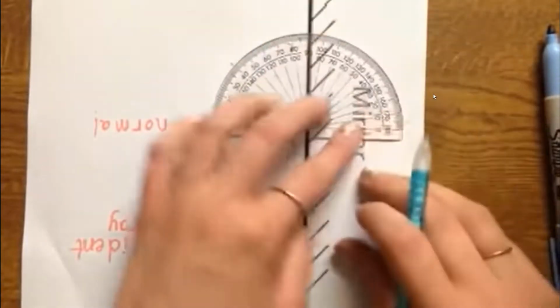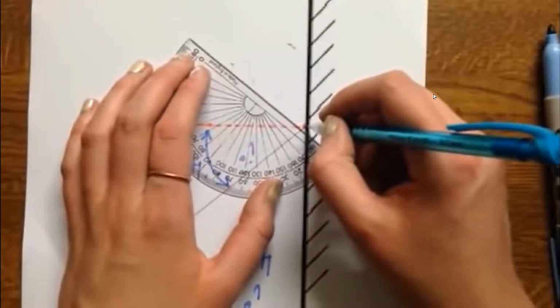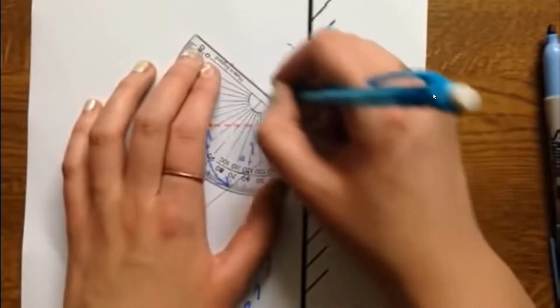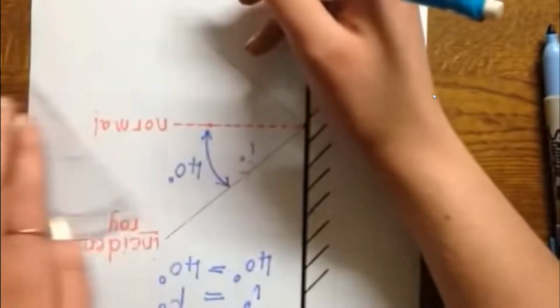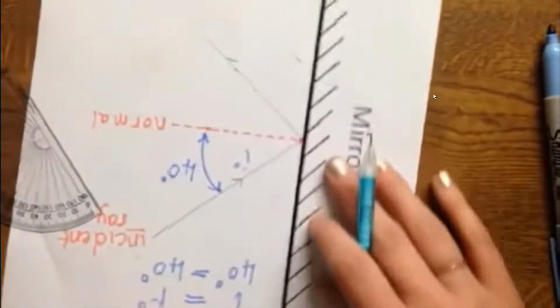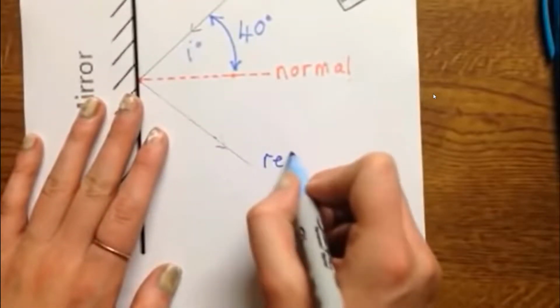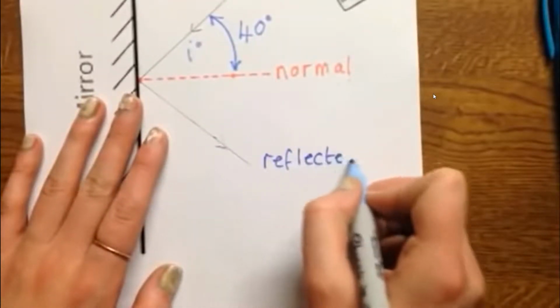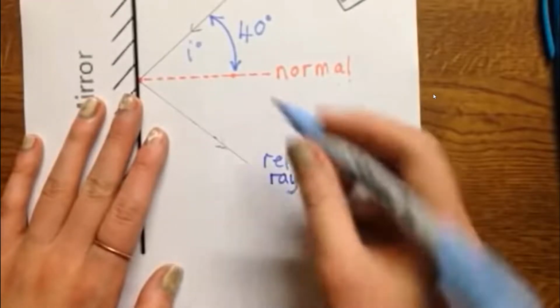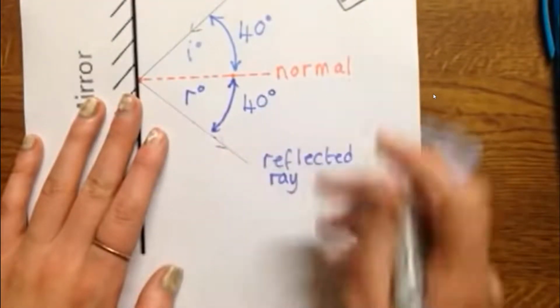So make a careful mark there. Then take the straight edge of the protractor again, find the place where the ray hits the mirror and draw your line outwards. Again, use an arrow to show the direction the light ray is going. It's going outwards this time. And this is the reflected ray. We've just measured it, so we know the angle of reflection is 40 degrees.